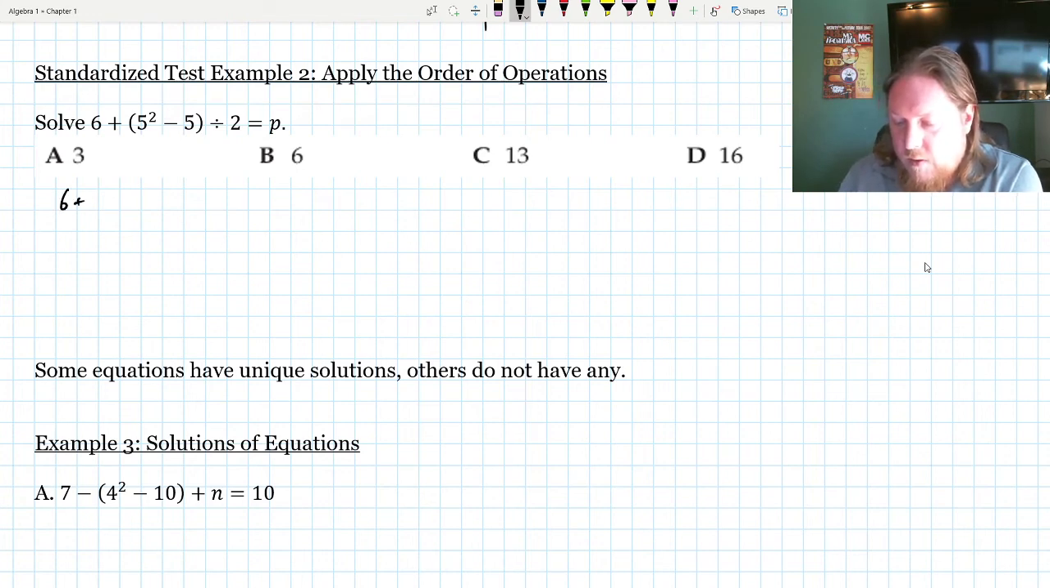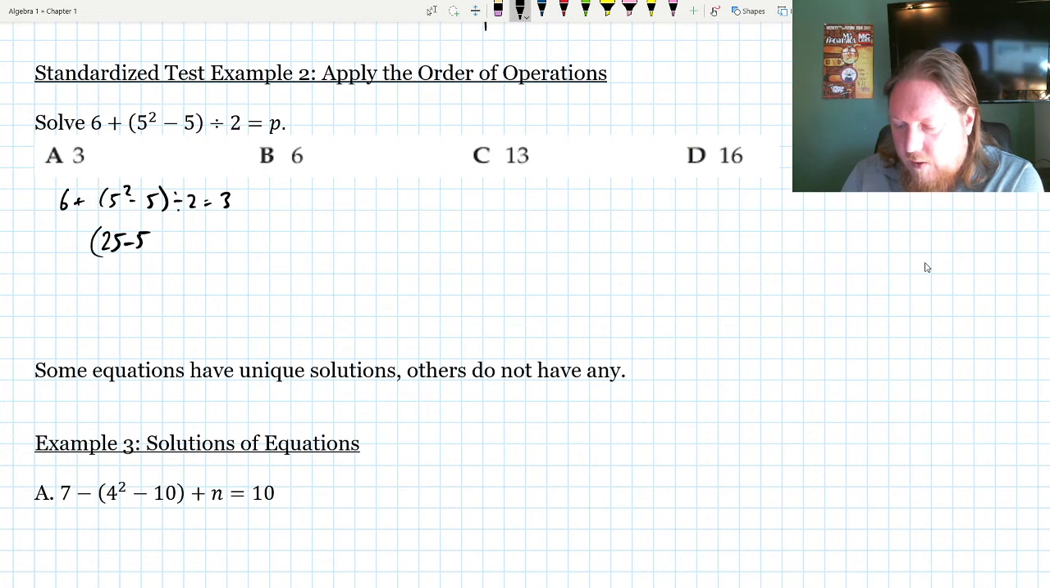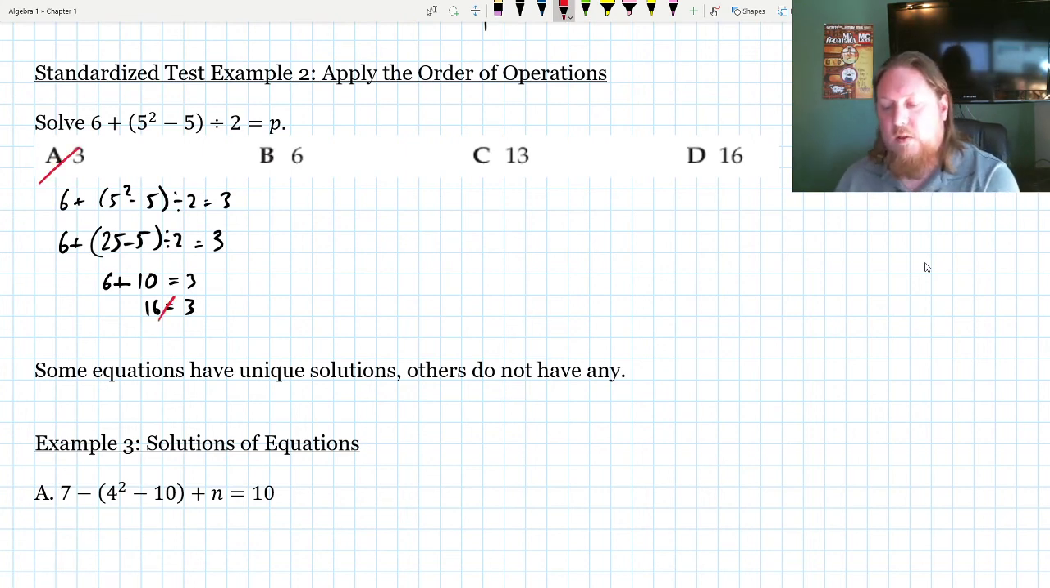6 plus 5 squared minus 5, divided by 2 equals 3. Well, now I just need to simplify all the stuff. 5 squared is 25, minus 5. I'm going to divide that by 2 eventually, then add 6. I want to check if that equals 3. 20 divided by 2 is 10. 6 plus 10 equals 3? Does 16 equal 3? No, it does not. So that is not a solution.